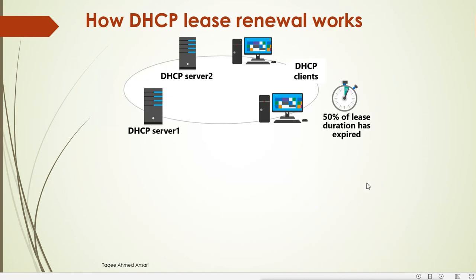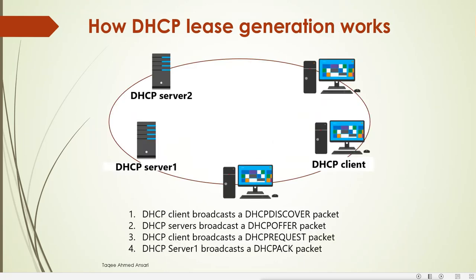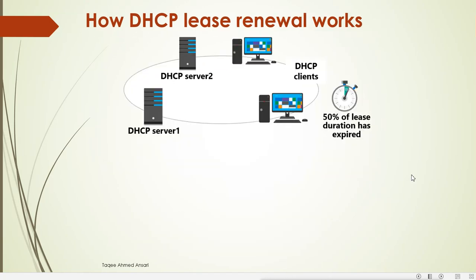It is called DORA. D is for discover, O is for offer, R is for request, and A is for acknowledgement. So it is also called the DORA process for DHCP. Now, when the lease period expires, how will the DHCP client renew the IP address?